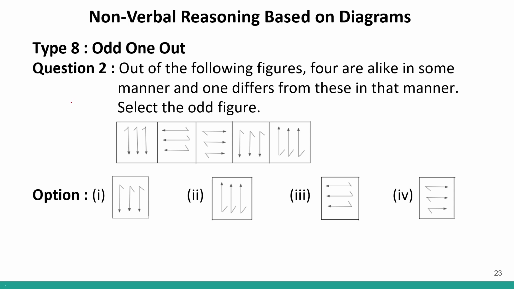Now, question number 2. Question number 2, I can see certain arrows. So this is what my arrow looks like.